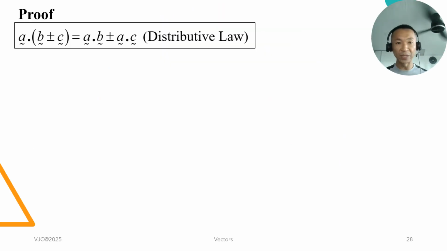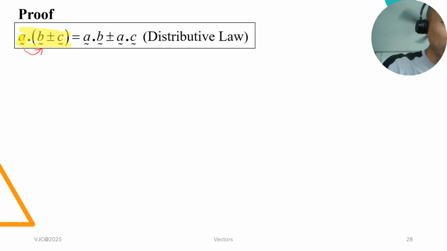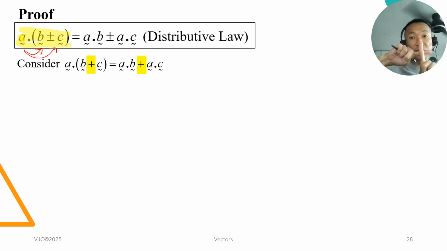Now, first thing I'm going to prove is the distributive law. Distributive law goes like this. All right, we do not assume distributive law. This is not a multiplication of real number. This is a dot product. I'm going to show that this distributive law holds. In order to show that, let me show the plus version will do.